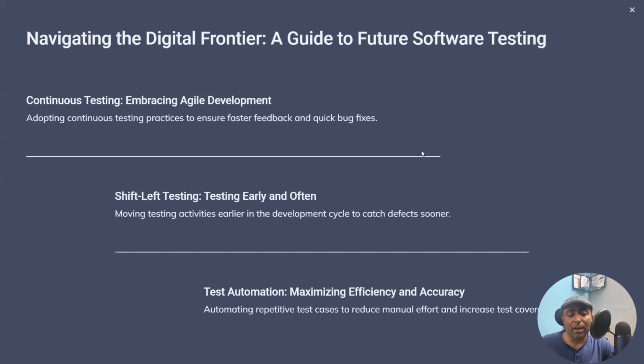Next is shift left testing, that is testing early and often. Moving testing activities earlier into the development life cycle to catch defects sooner. So let's consider the testing team plans to perform testing once one functionality is developed, but we might have some intermediate stages. Let's consider recording functionality. Recording functionality has multiple intermediate stages.